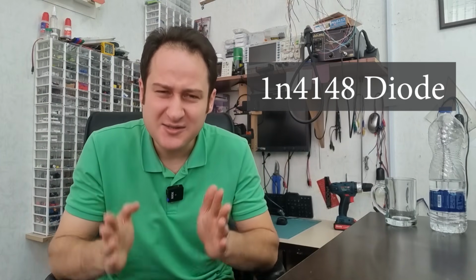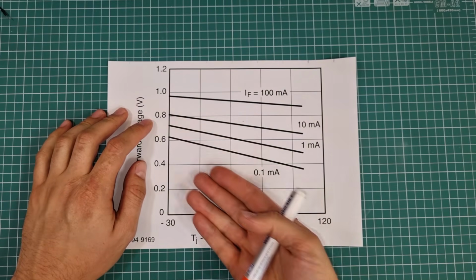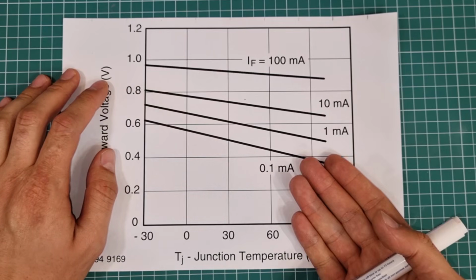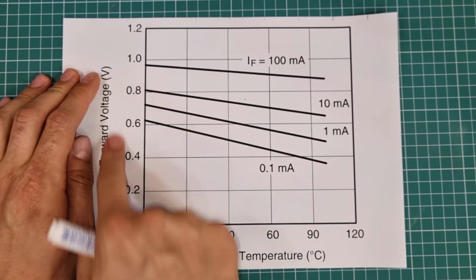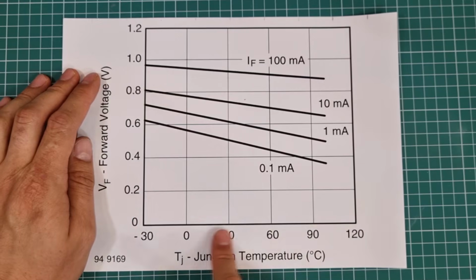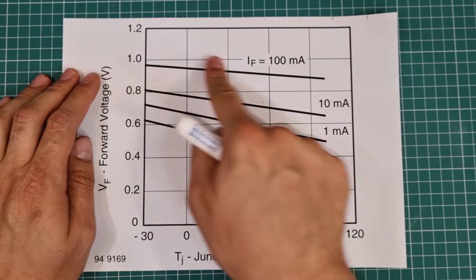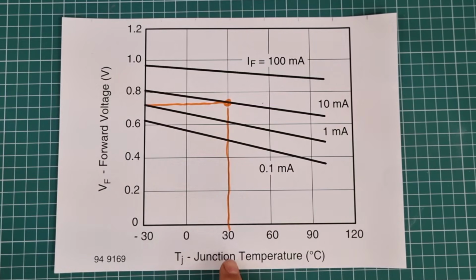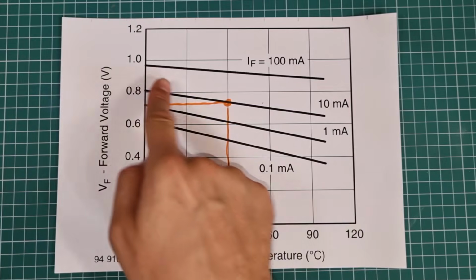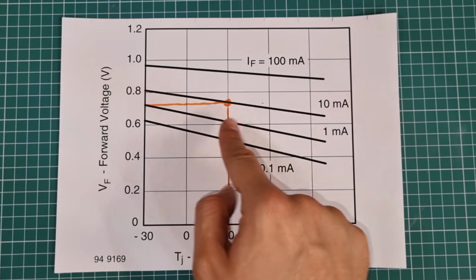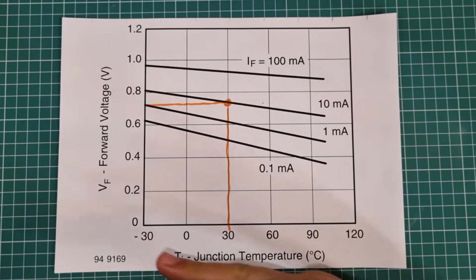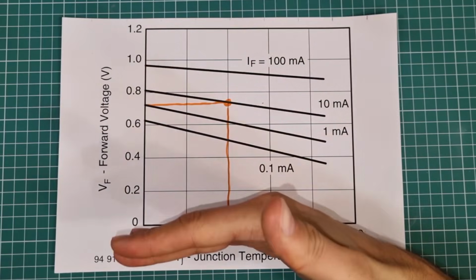the 1N4148 diode. Let's look more closely at this diode and its forward voltage. This is the forward voltage graph from the datasheet of the 1N4148 diode. At first sight, it is clear that the forward voltage is a function of temperature and current flowing through the diode. Let's consider this point. Here the temperature is 30 degrees and the current is equal to 10 milliamperes. At this point, the forward voltage is around 0.7 volts. By increasing current, the forward voltage will get bigger.